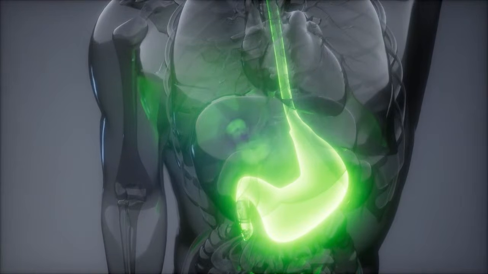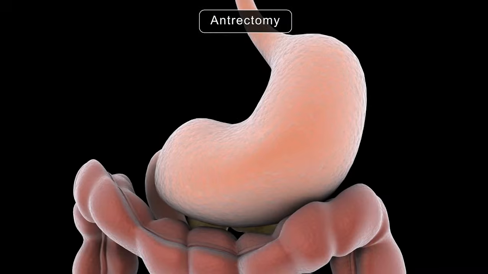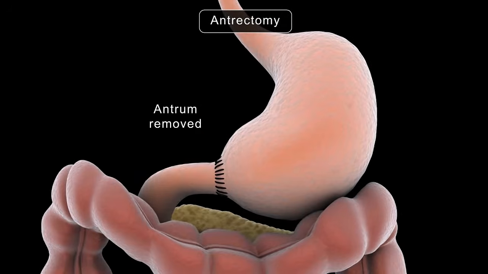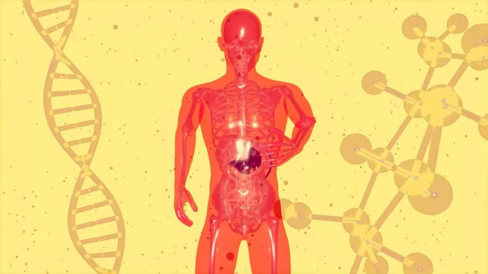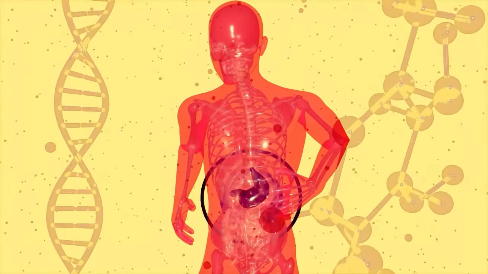Regulates gastric emptying. Curvatures and surfaces. The greater curvature is the longer, convex lateral border of the stomach that extends from the cardia to the pylorus. It provides attachment for the greater omentum, a significant peritoneal fold that drapes over the intestines.